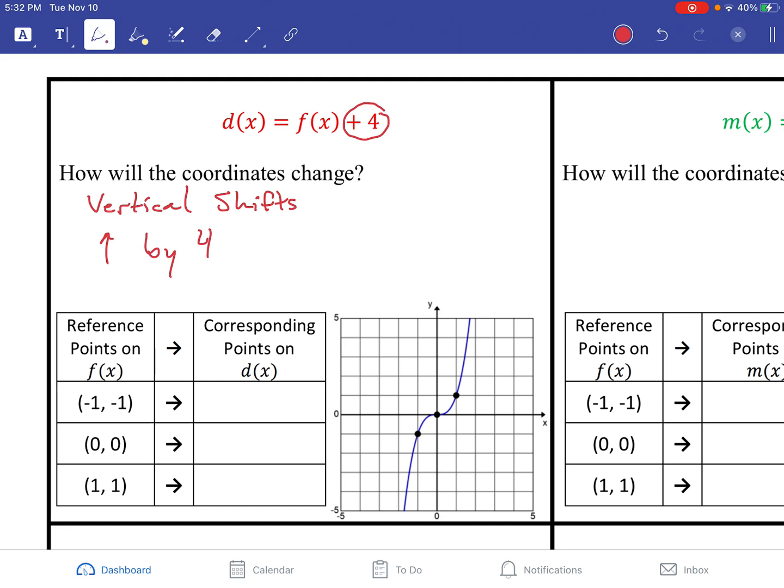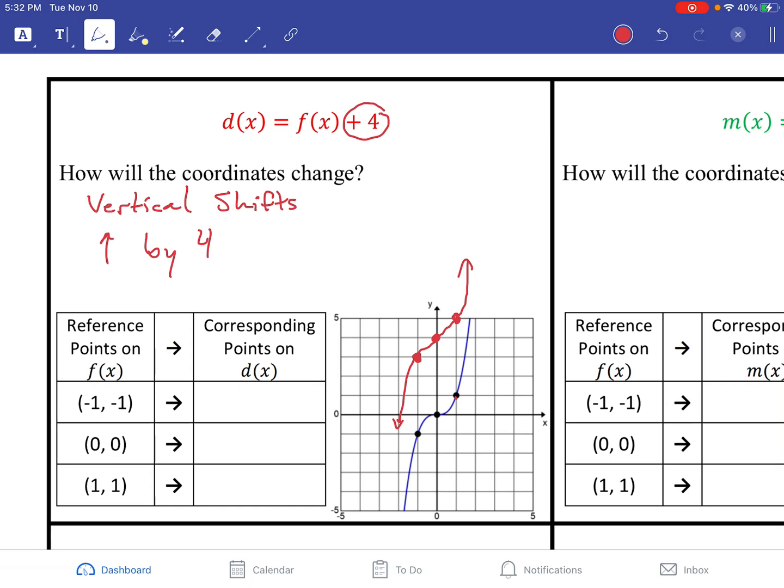So let's look at the graph first. We pick up the whole graph, move it up by 4 spots. That point goes there. This point goes up here. The other point goes right there. The graph will look exactly the same. It's just been picked up and moved.